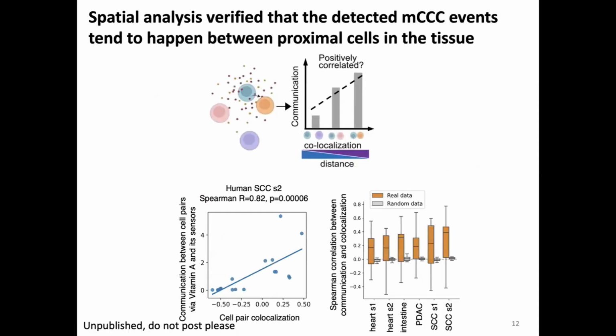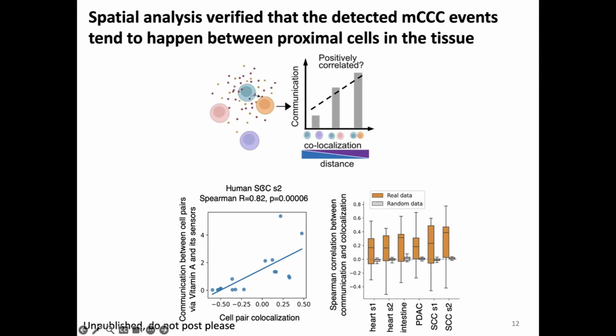Then we performed another test to see whether the cells that show communication mediated by metabolites are more likely to be close to each other in the tissue space. The rationale is, as we can imagine, if two cells are closer to each other, the metabolite secreted by one cell should be more likely to arrive at the other cell. So the cells that are closer to each other should be more likely to communicate with each other.